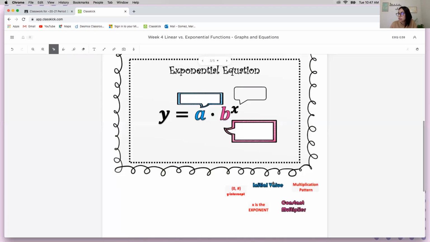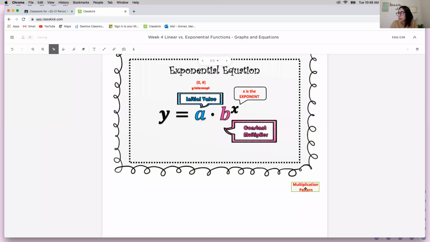Let's take these pieces over. Initial value, that is our y-intercept. In this equation, x is the exponent. We don't want to leave that next to a number. Make sure you put it on top and a little smaller than usual. B is your constant multiplier, which is just our multiplication pattern. We are still taking the exact same 2 steps as yesterday. Our third step here is to just put those into the correct spot.